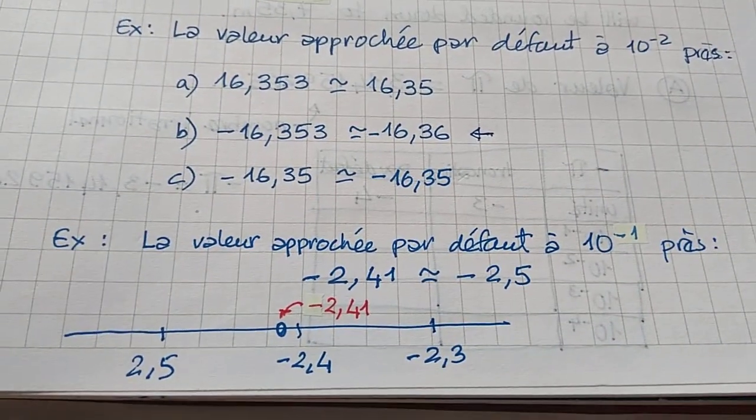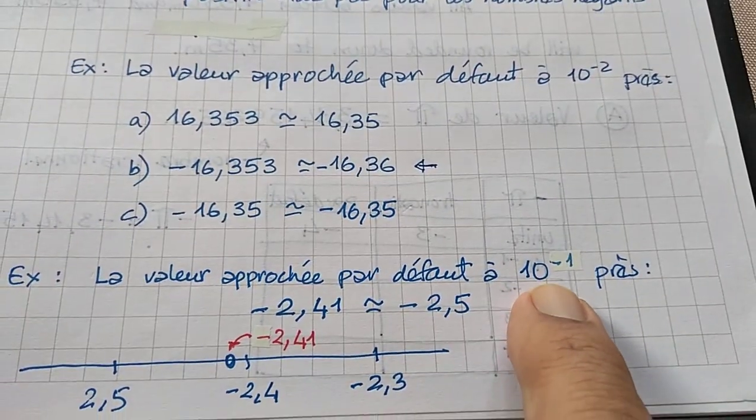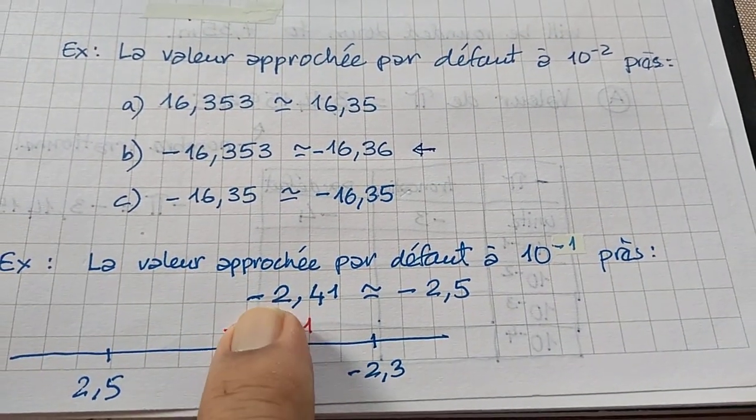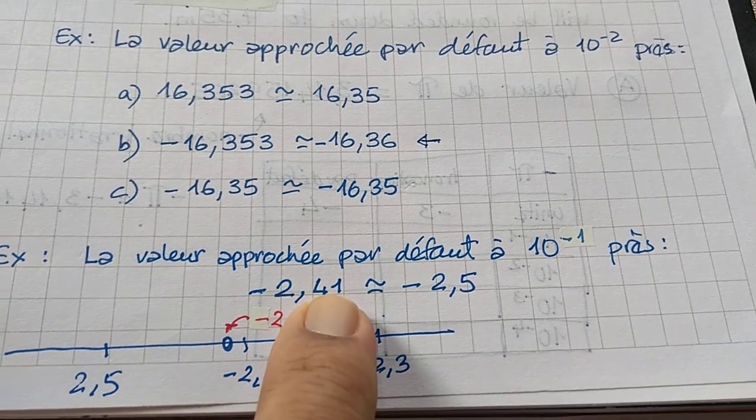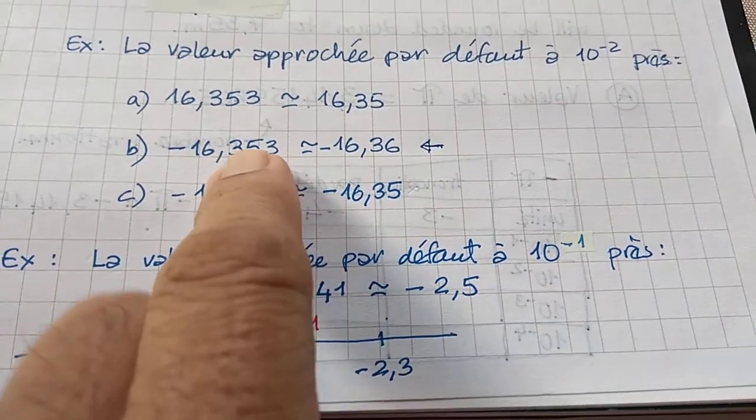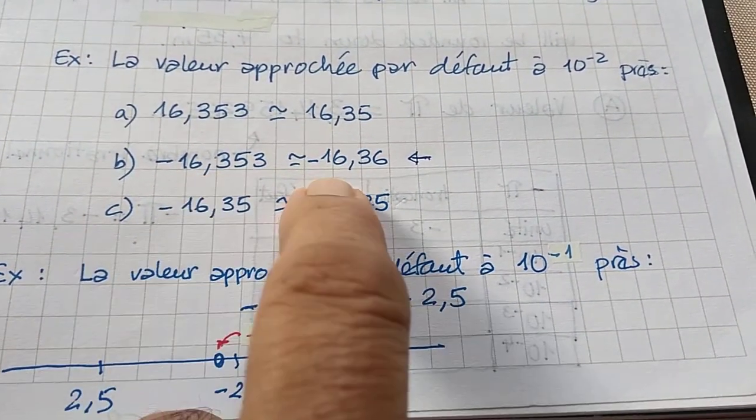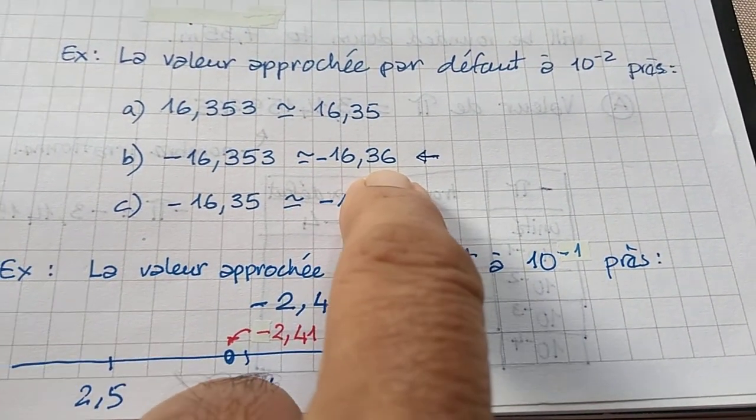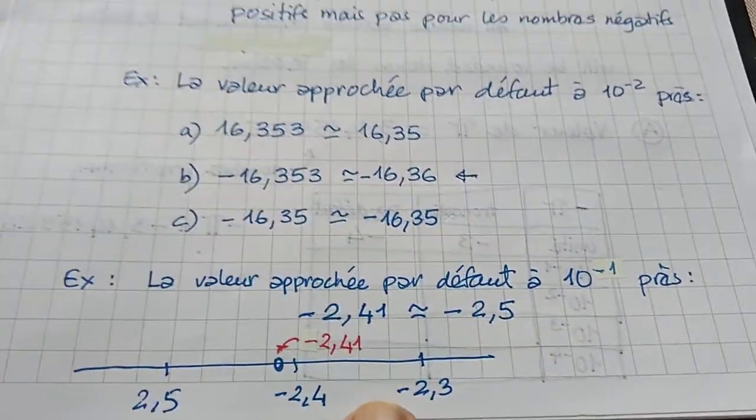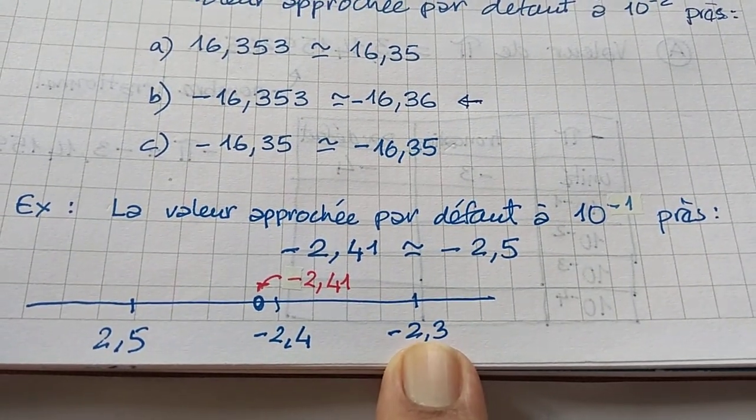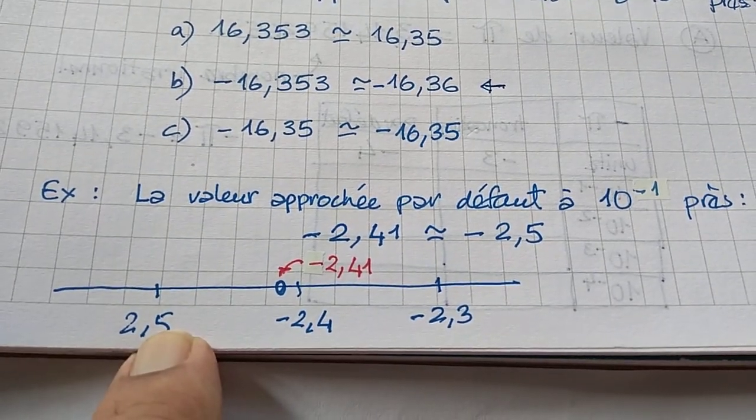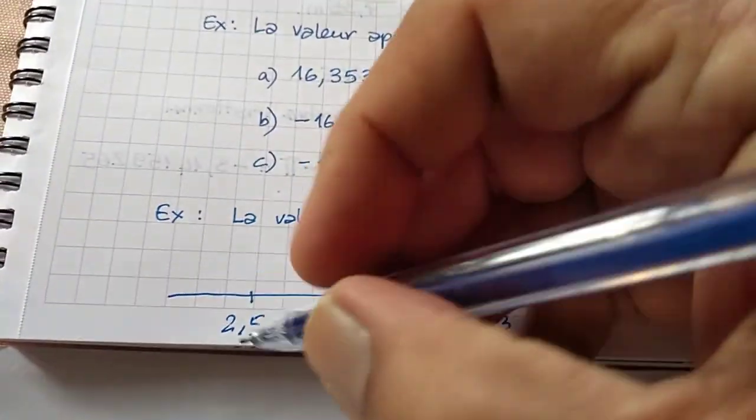Yeah. So here I draw a number line. La valeur approchée par défaut, these are à la puissance moins 1 près, to the nearest 0.1. So if you have minus 2.41, it will not become minus 2.4, it will become minus 2.5. Similar to this, it doesn't become minus 16.35, it becomes minus 16.36. So here we can see it. If this is minus 2.3 on the number line, this is minus 2.4 on the number line, this is minus 2.5 on the number line. Sorry, I forgot a minus there.